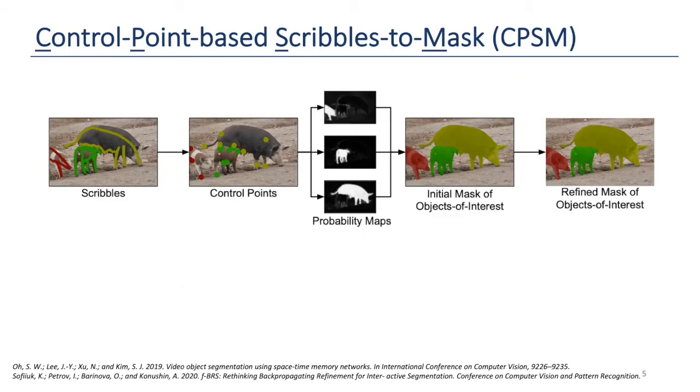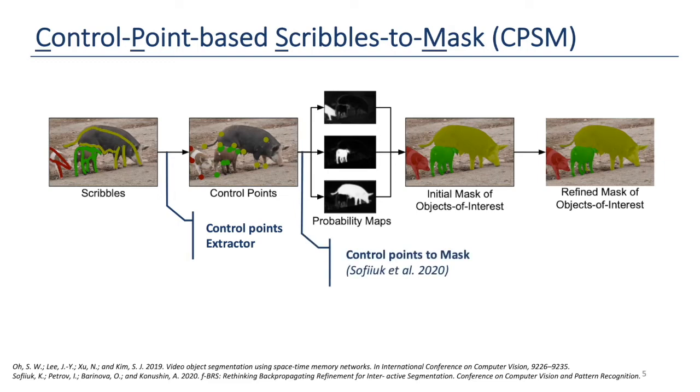So I will go into details about our Control Point-Based Scribble-to-Mask, or CPSM. First, we have the scribbles, and we go to the second step called the control points extractor, where the scribbles are sampled into control points. Those control points are then fed into the next module called control points to mask, where the initial mask for each object of interest is generated.